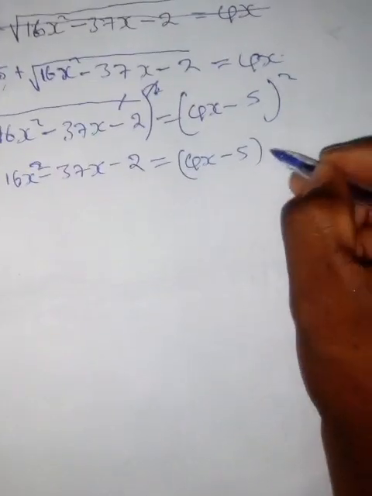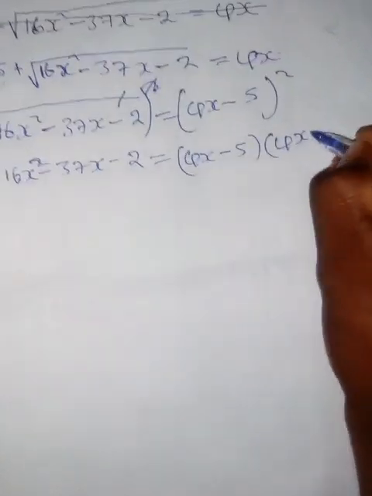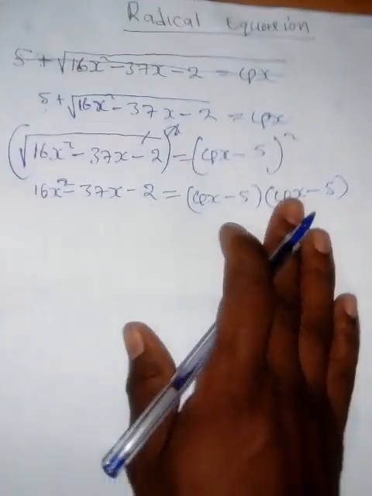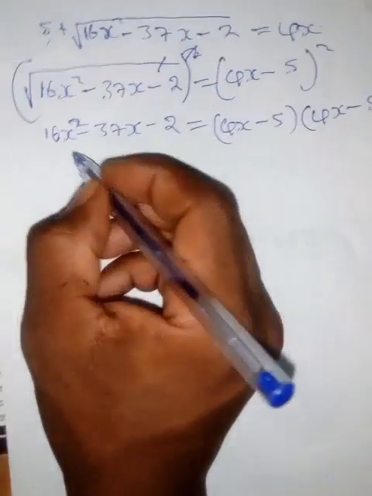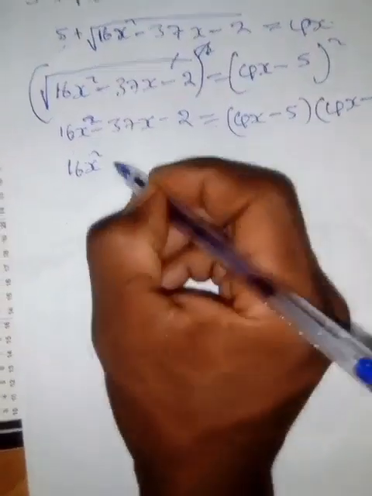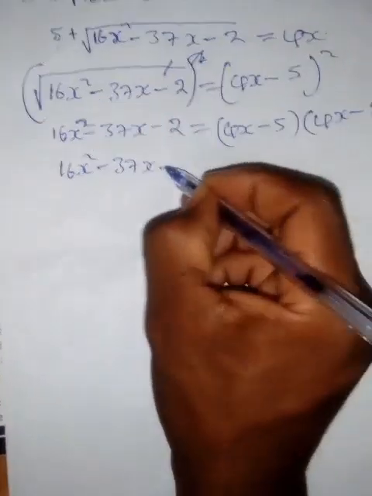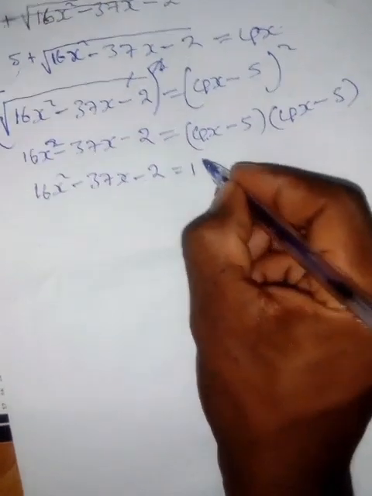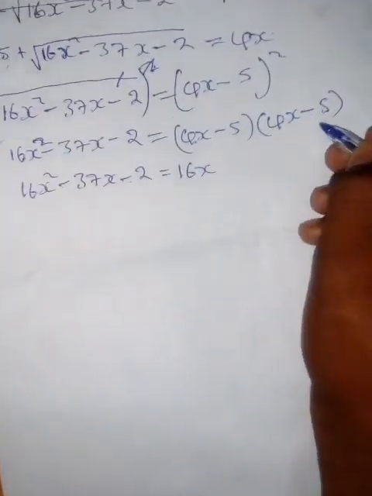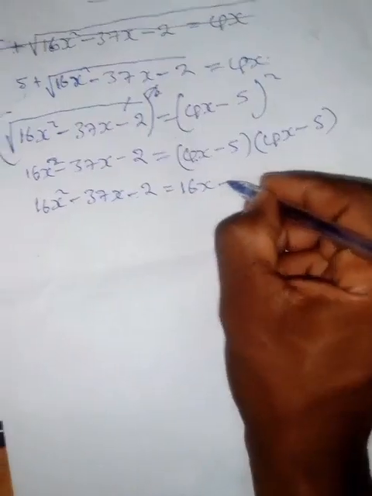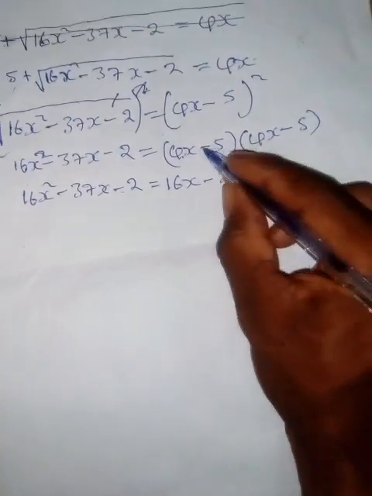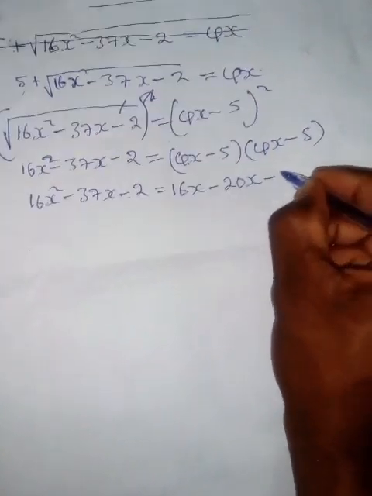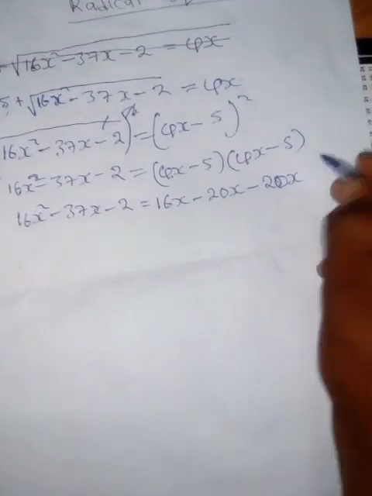It's a difference of squared. So I'm gonna write this minus 37x minus 2 equals to 4 times 4 is 16x, 4 times -5. Let's see what's going on. 4 times negative 5, that's negative 20x. Negative 5 times this, that's negative 20x. Then negative 5 times negative 5, that will give us positive 25.